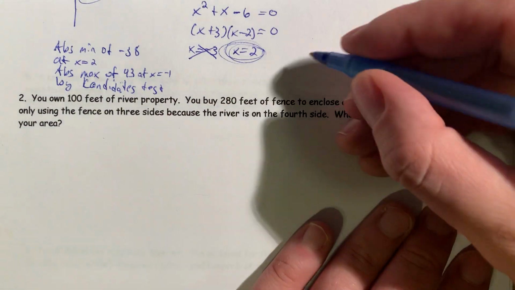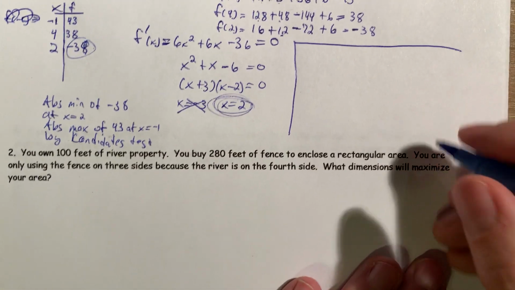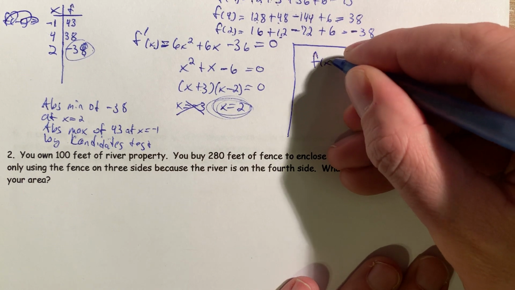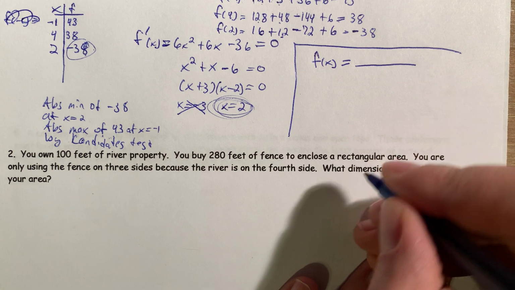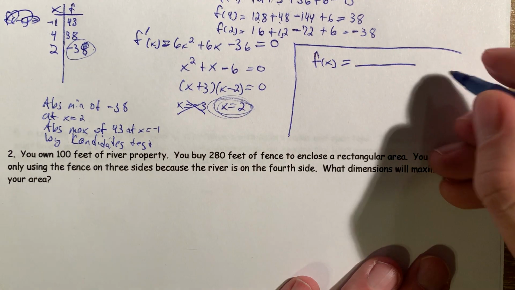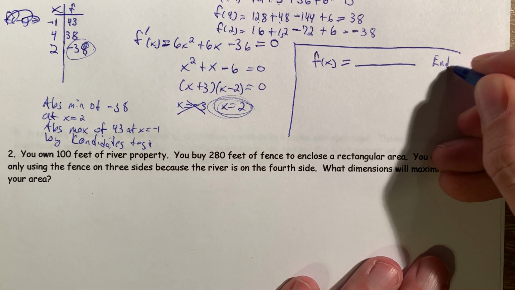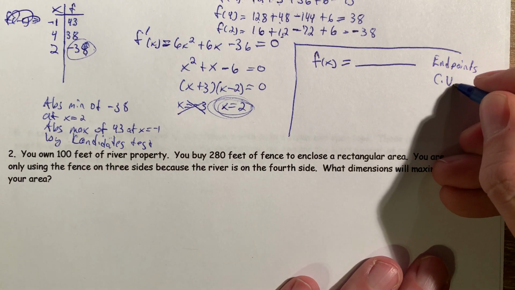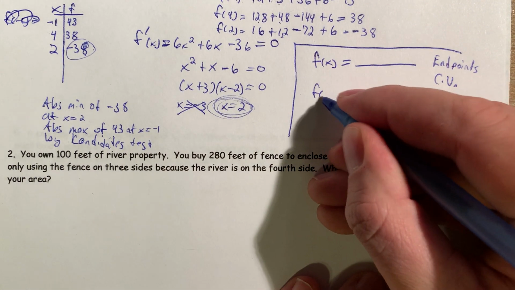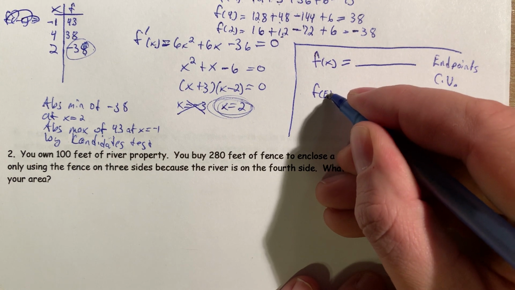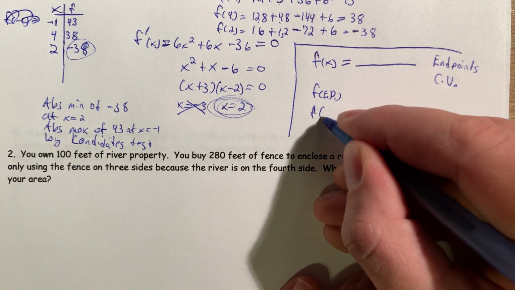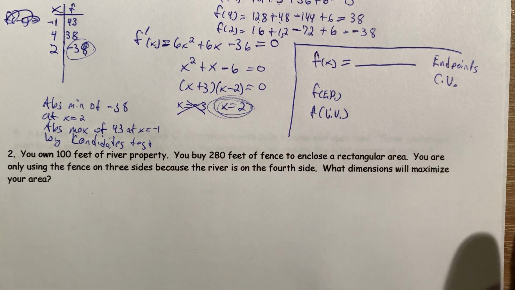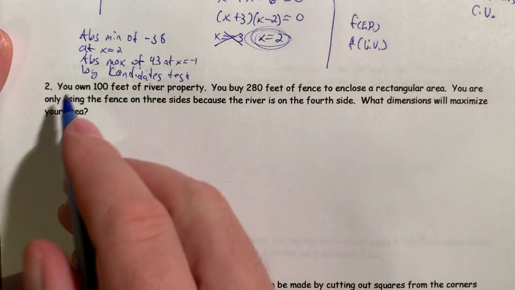Our big idea that we're going to be doing all day is we're going to write some sort of function. So like a function of x equals something, and we're going to find the endpoints and the critical values, and we're just going to find f of the endpoints and f of the critical values. We're going to do the candidates test on whatever the thing is that we are maximizing or minimizing. Let's see how that works.